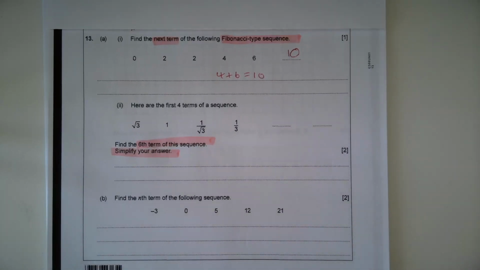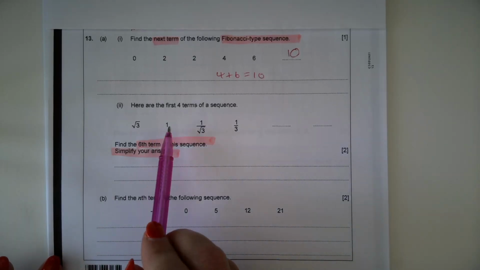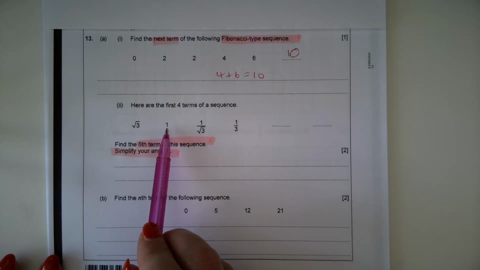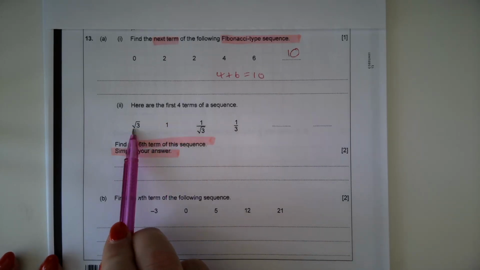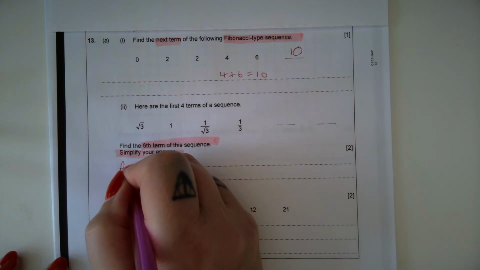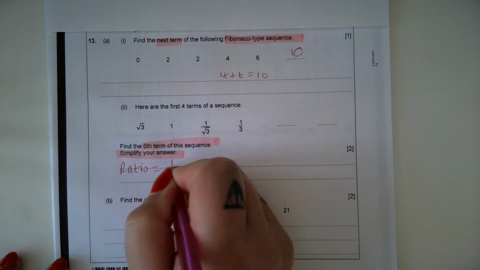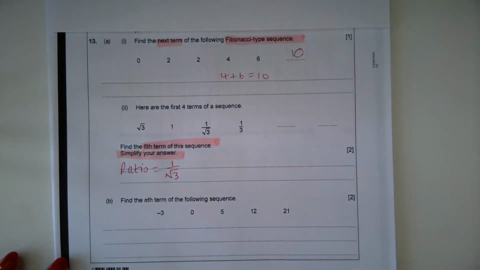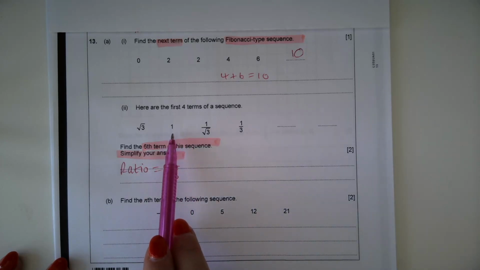So we need to find the ratio between these terms. So the ratio to get from one term to the next. To do this, I'm going to take this term and divide it by the term before it. So the ratio is 1 over root 3. So what we've done is, if we multiply each term by 1 over root 3, it will generate the next term. So let's check this.